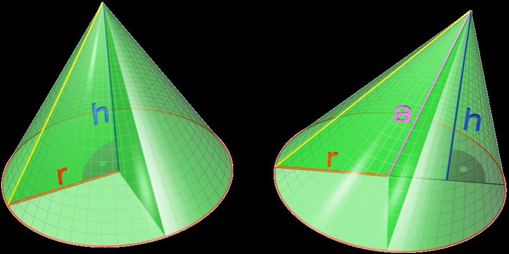The volume V of a cone depends on the cone's height h and its radius r according to the formula V(r, h) = πr²h/3. The partial derivative of V with respect to r is ∂V/∂r = 2πrh/3.